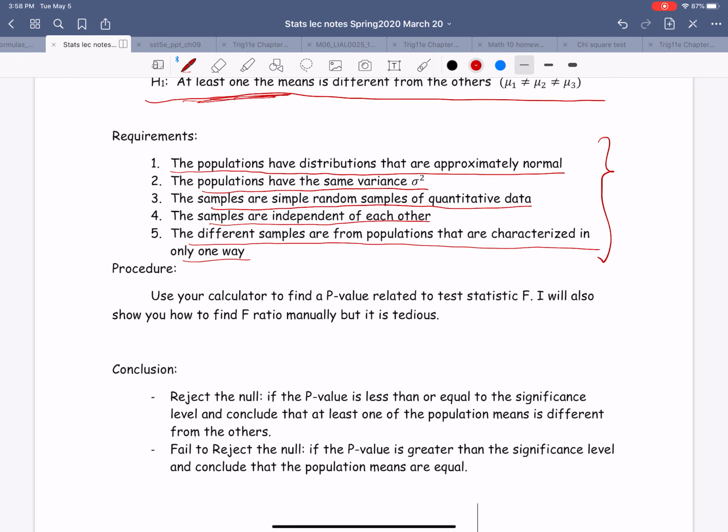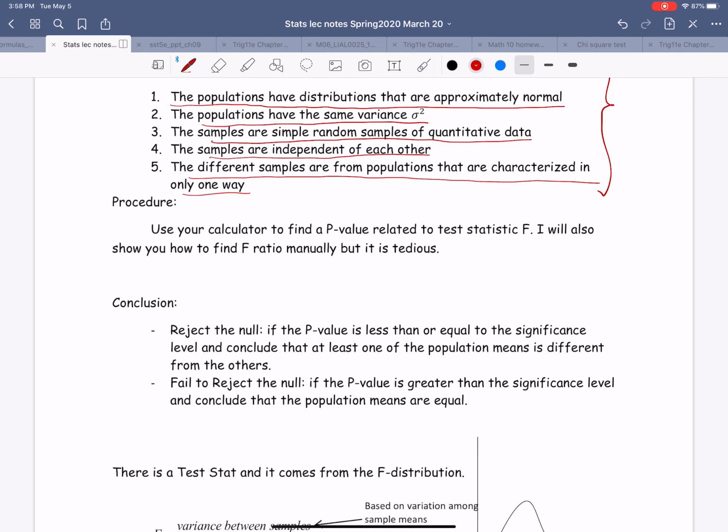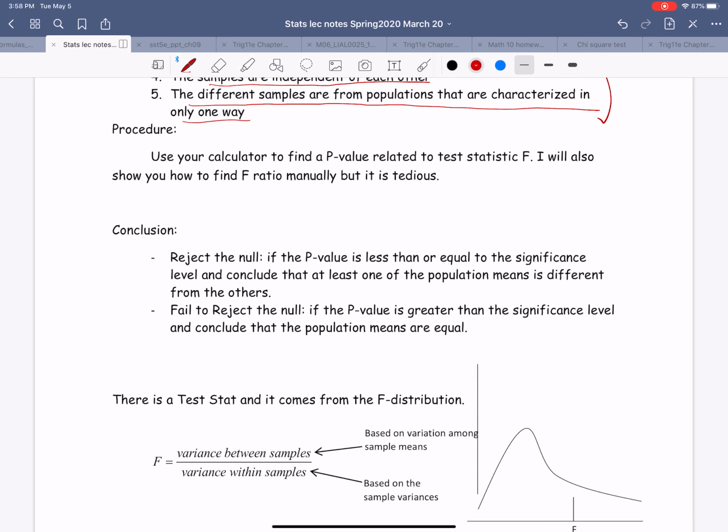So in this video, I'm now focused on the calculator. I'm going to show you a manual example, but then I will also show you how to perform this using StatCrunch. So our goal would be to reject the null if p-value is less than or equal to alpha. If p-value is low, the null must go. And we would fail to reject the null if p-value is greater than the significance level.